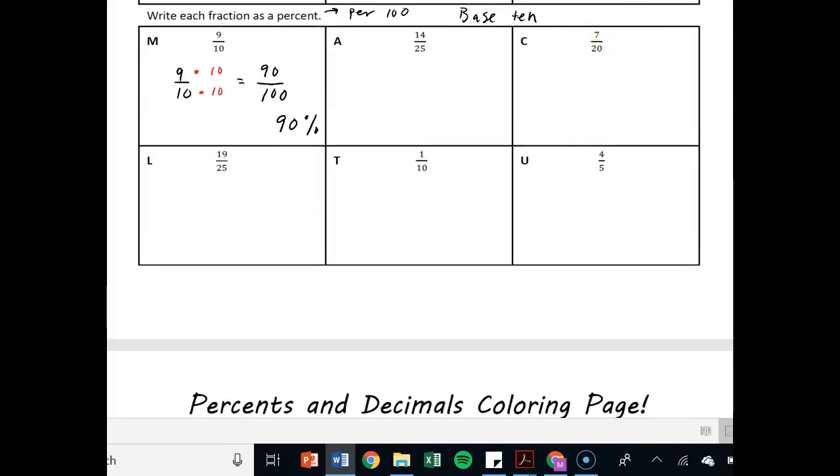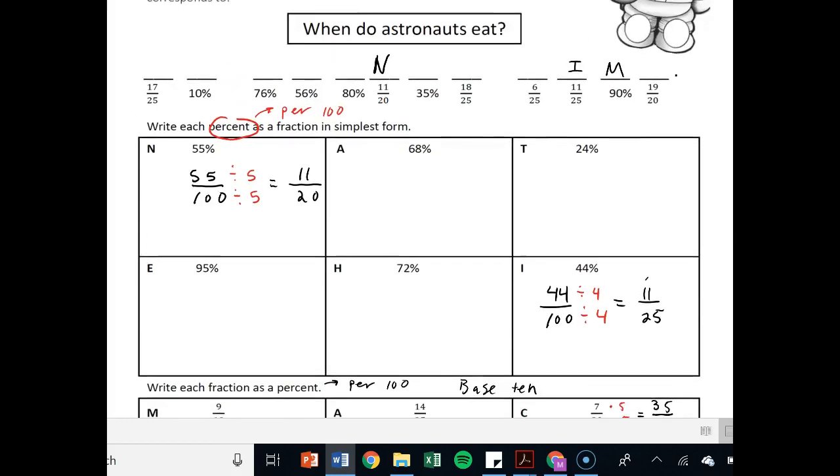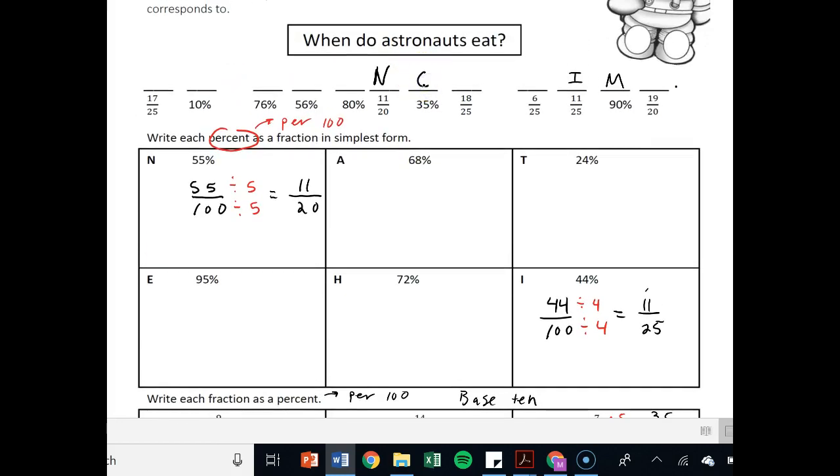Let's do 7/20ths. So again, I ask myself, what can I multiply 20 by to get it to 100? And I put my finger on 20. I go across on my reference sheet, and it is 100 times 5 times 5. 20 times 5 gives you 100. So we get 100 on the bottom as our denominator, 35 on the top. That means our answer is 35%. So if we go up top, we're looking for 35%. I see it right there, so we put the C right there.